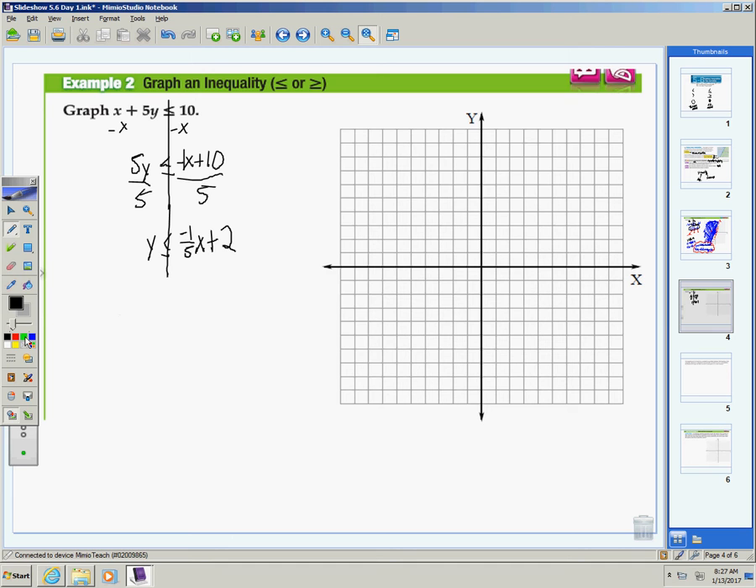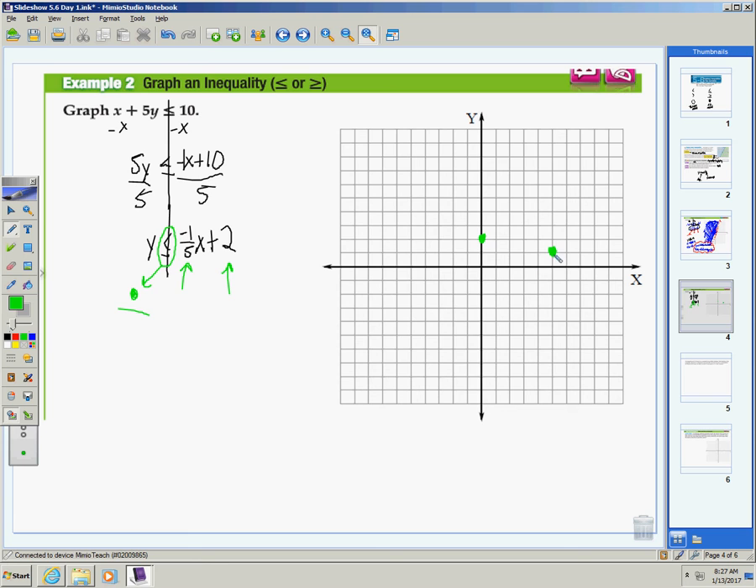Now, I know this is going to be a closed circle because it is less than or equal to, which means it's going to be a solid line. And now I can graph it using my slope and my y-intercept. My y-intercept is 2. My slope is negative 1/5, which means I go down 1 over 5. Remember, we always go to the right.